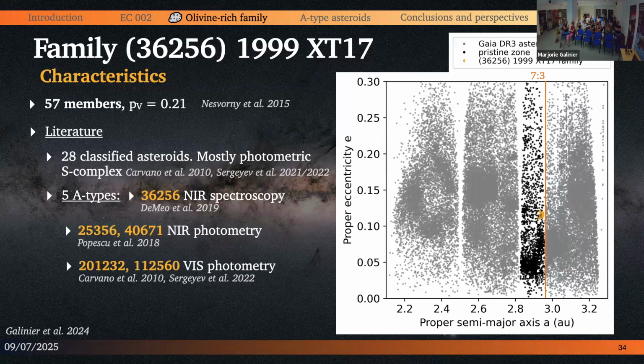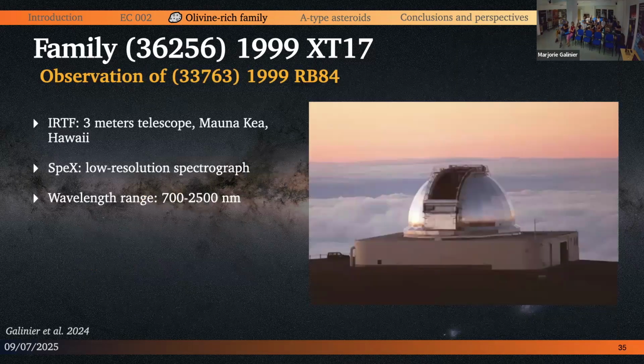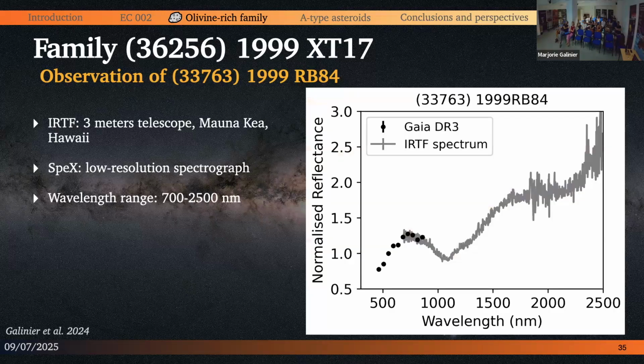And then if we look at the Gaia datasets, we have 15 spectra of objects in this family, and 8 of them were never classified before, never observed before. So we have new data to study this family. First, we had the occasion to observe one of these Gaia asteroids in the near infrared, using again the IRTF. And this is the spectrum we obtained of 33763.